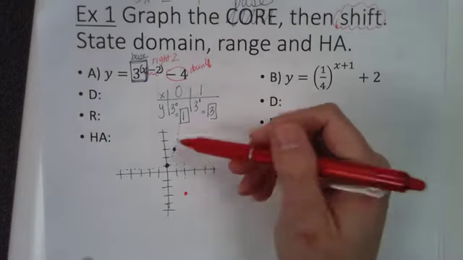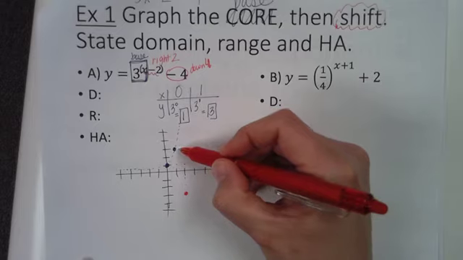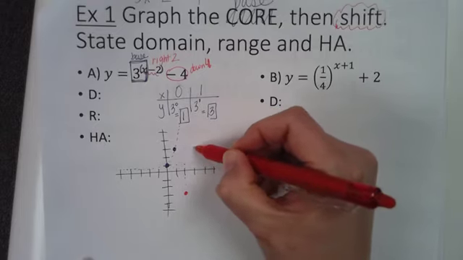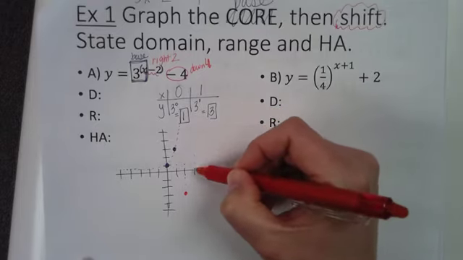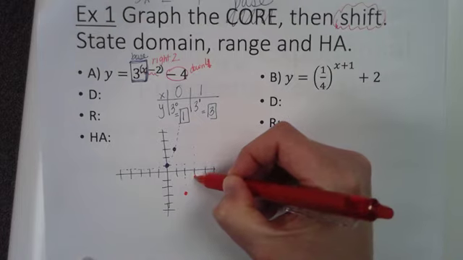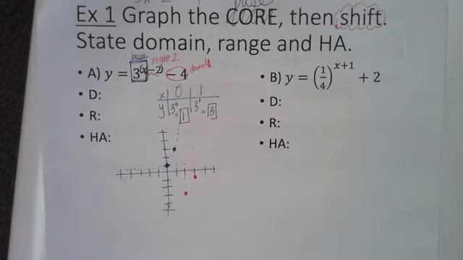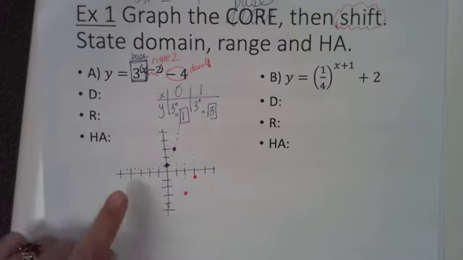I'm going to take that other point and do the same thing. Right 1, right 2, down 1, 2, 3, 4. Plot your point. Now, before I go any further, I have one more thing to think about, but I'm almost done.